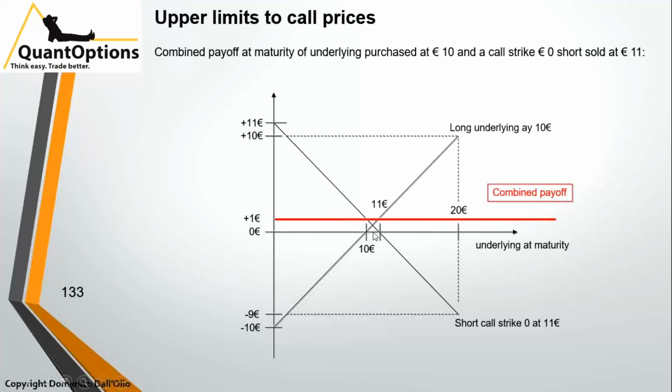We have a long underlying for 10, it is valued 20, so we gain 10. The short call 0 sold for 11 is valued 9, because at maturity the value is 20. We collected 11, we have to restitute 9, we have to pay the difference, 9. So +10 on the stock, -9 on the short call, the final balance is still +1. So the combined payoff, the red line, is +1 no matter what happens to the security.